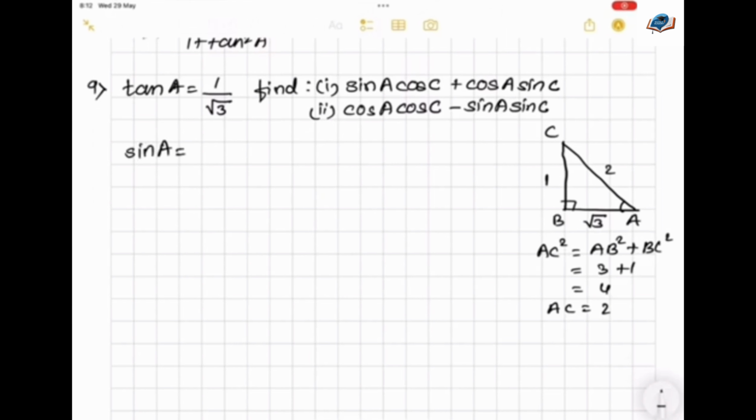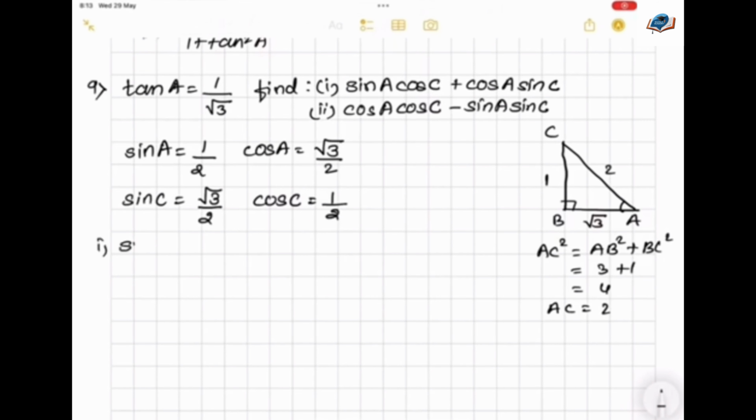Now sin A will be opposite upon hypotenuse. So 1 by 2, cos A will be root 3 by 2. So sin C equal to root 3 by 2 and cos C equal to 1 by 2. So now finding the values of first one, that is sin A cos C plus cos A sin C. So that will be equal to 1 by 2 into 1 by 2 plus root 3 by 2 into root 3 by 2.